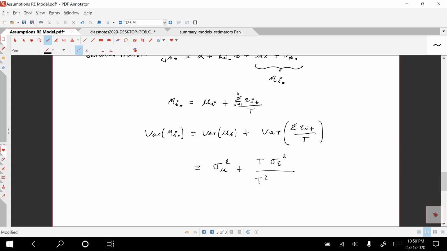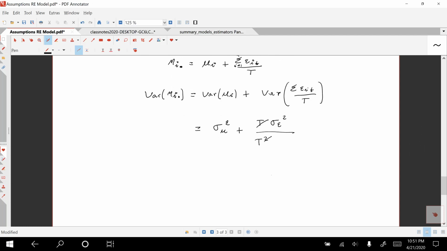Okay, and then inside we're going to have the sum of all those variances, so it's going to be t, which are a constant. So if we do that, then we end up with the variance of eta i dot equal to sigma squared mu plus sigma e squared divided by t.